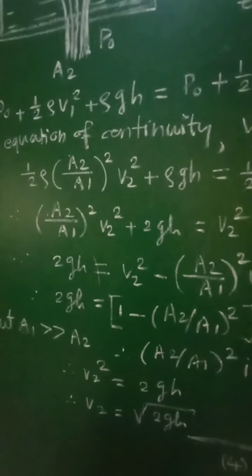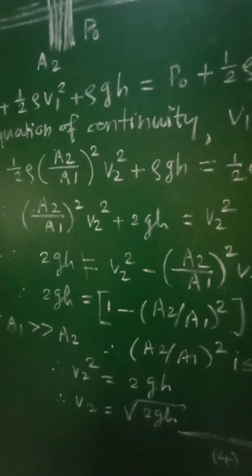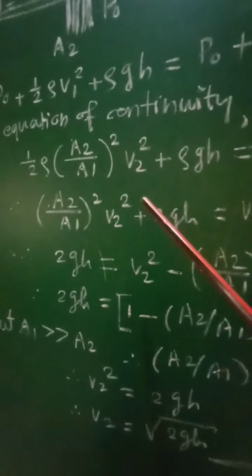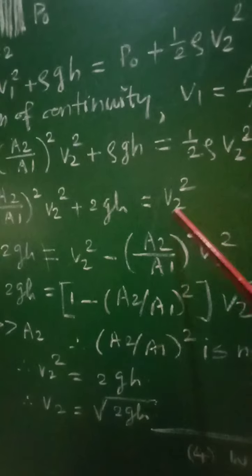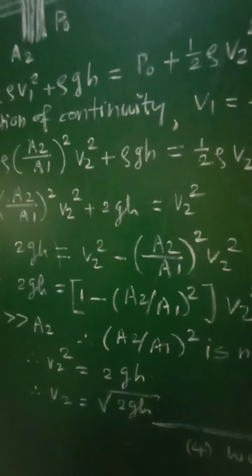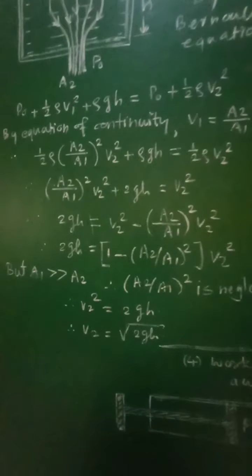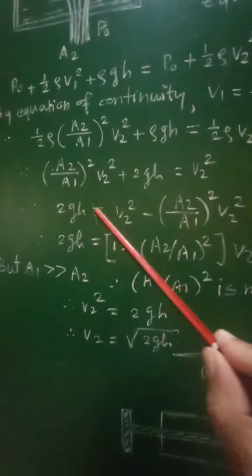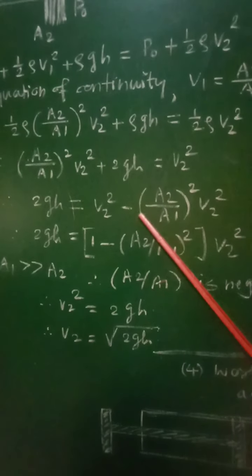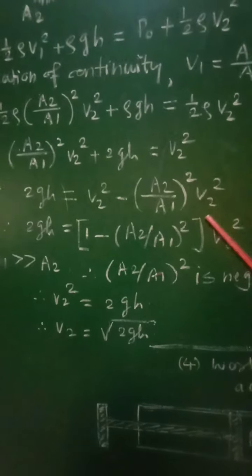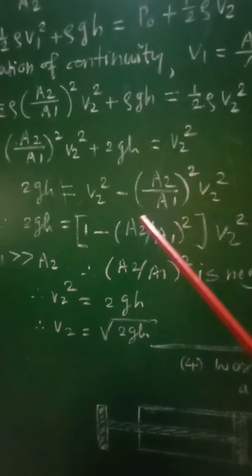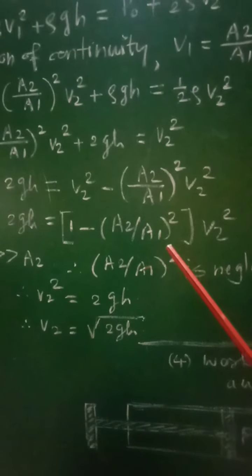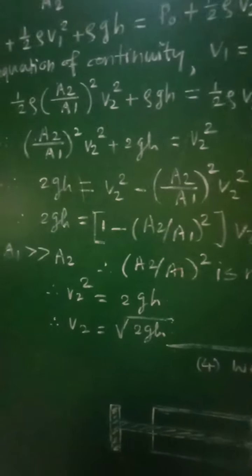Now multiplying this equation throughout by 2, we will get (A2 by A1) square into V2 square plus 2gh equal to Phi2 square, where rho is now neglected from all these terms. Then we can write therefore 2gh equal to Phi2 square minus (A2 by A1) square into V2 square. Therefore 2gh equal to, taking V2 square common, 1 minus (A2 by A1) square into V2 square.